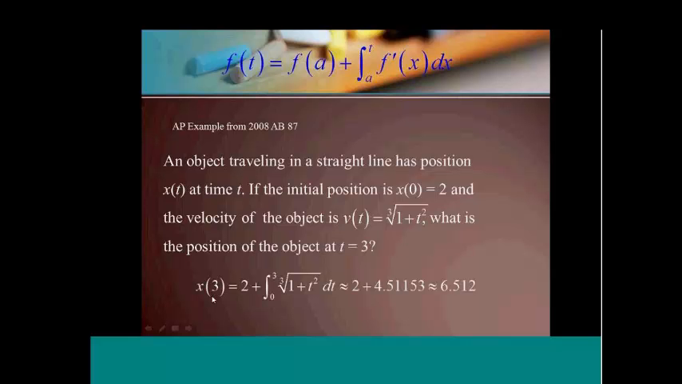Here it is. The final position, x at 3, is equal to the initial position 2 plus the integral from the initial point, time 0 to 3, of this expression. This was intended to be done on a calculator, of course. So you have 2 plus what you get on the calculator, and there's your answer.